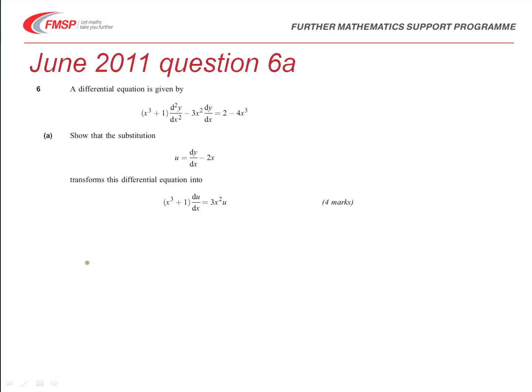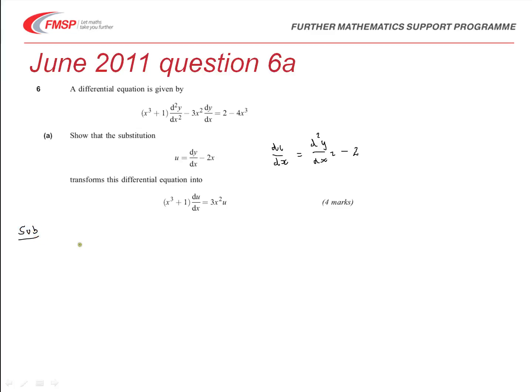Well, let's see how this question is going to work out then. We know initially that u is equal to dy by dx minus 2x. So if we differentiate both sides of this with respect to x, we will get du by dx is equal to the second differential of y with respect to x, minus 2. That's the differential of 2x. So now we can substitute these two parts into the second order differential equation.